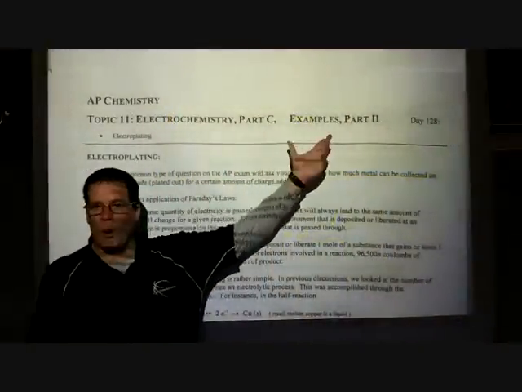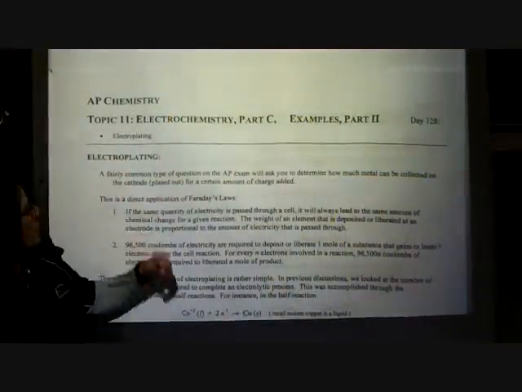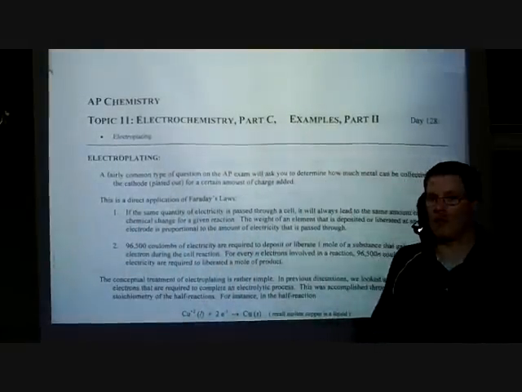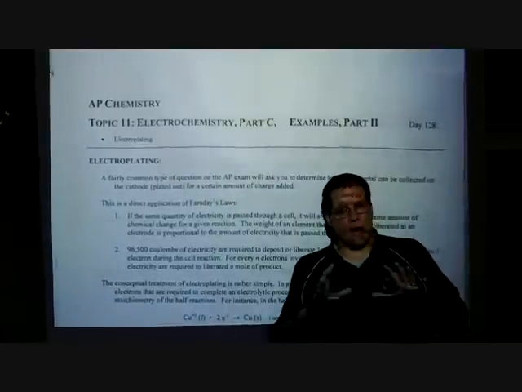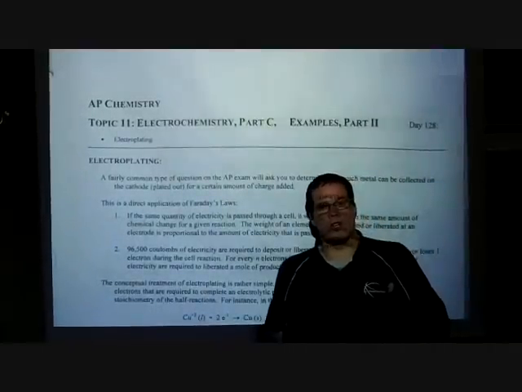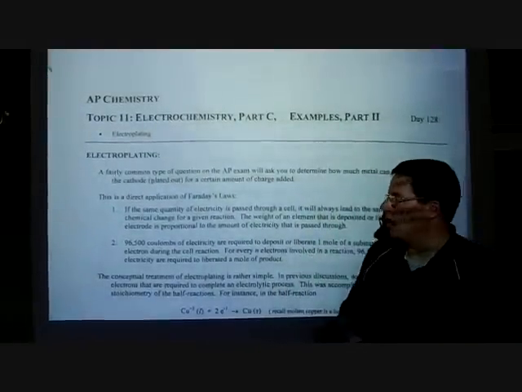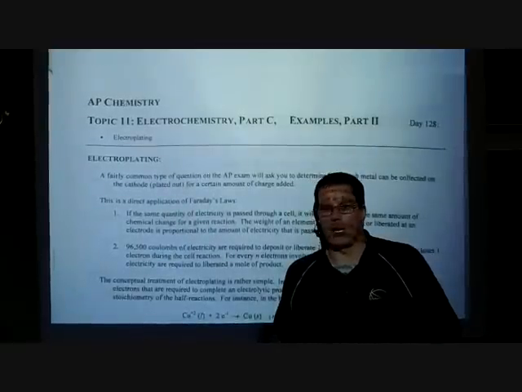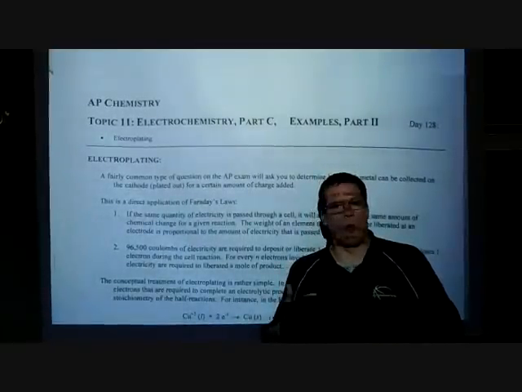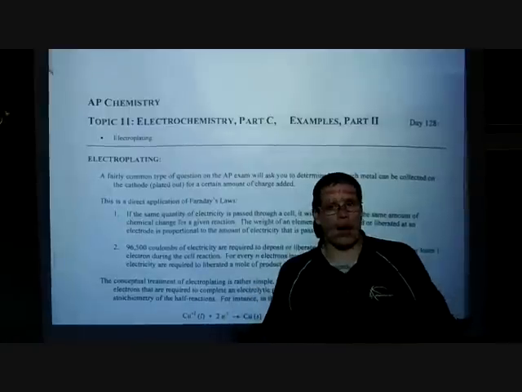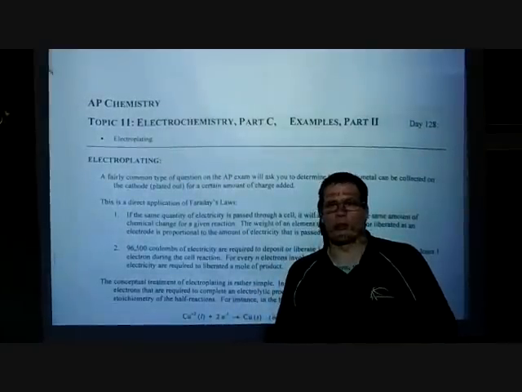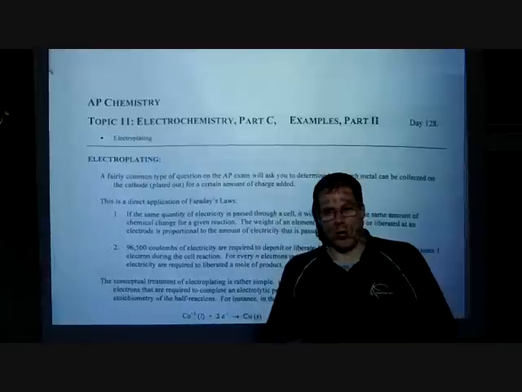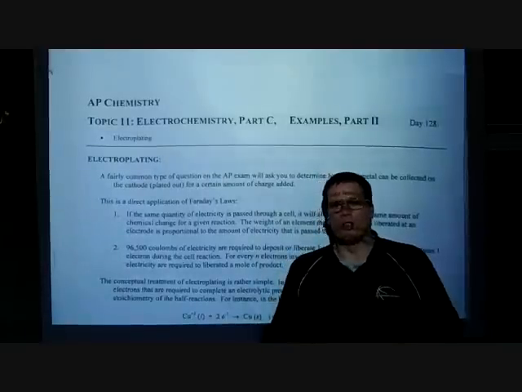Looking at examples part 2, dealing with electroplating. Electroplating is an industrial process that helps put very attractive metals on cheaper metals. In other words, electroplating is used to make jewelry, silverware that looks like it's made out of pure silver, but again, some of these metals are so soft that they have to have a stronger metal as an undercoating, and then they'll cover it with some metal.